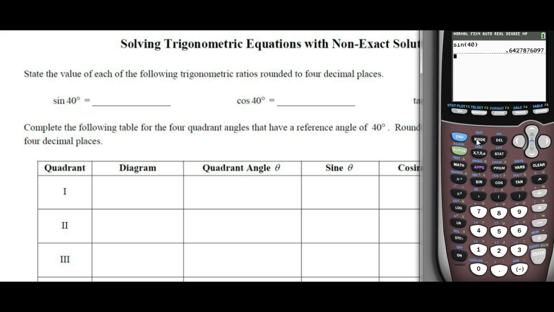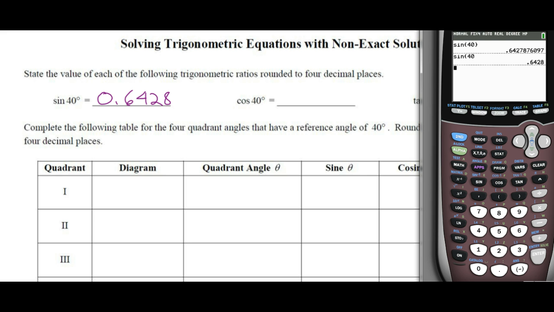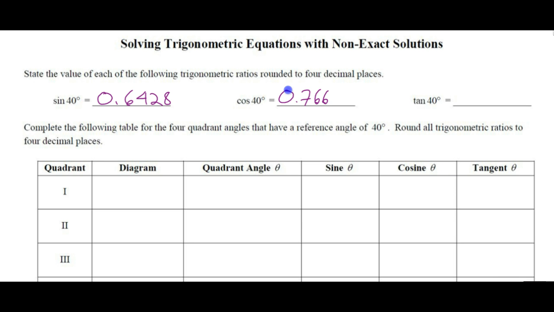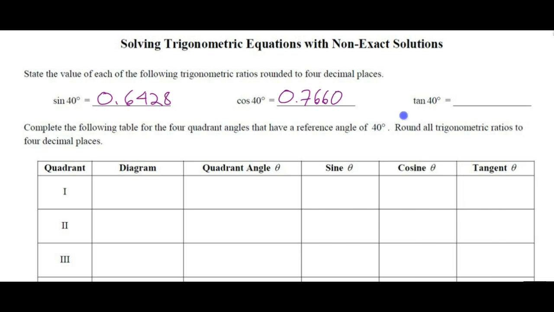Sine of 40, so let's just retype that. Sine 40, close parentheses, 0.6428. Cosine of 40, cos 40. If you're done, you don't need to close the parenthesis. It'll automatically throw in a closing parenthesis for you. So 0.7660. You need the 0 on the end, right? I mean, who knows what it actually is? Could be 0.7659 or something. And then the tan of 40, 0.8391.